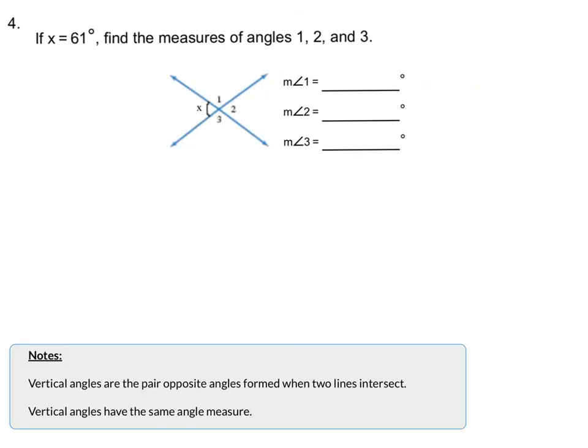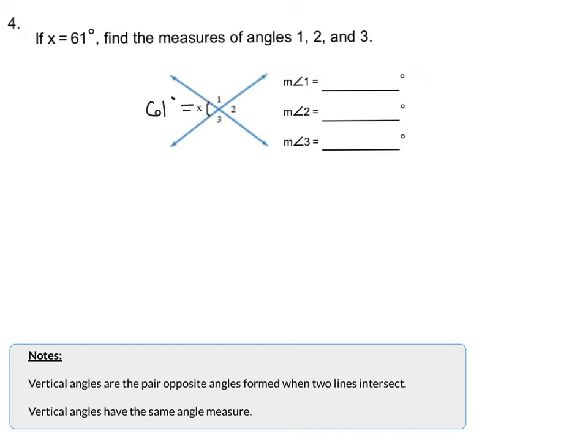If x equals 61 degrees, find the measures of angles 1, 2, and 3. Here we have a diagram of two lines that are intersecting. And we know one angle, which is x, and that angle is 61 degrees. We want to find angles 1, 2, and 3.